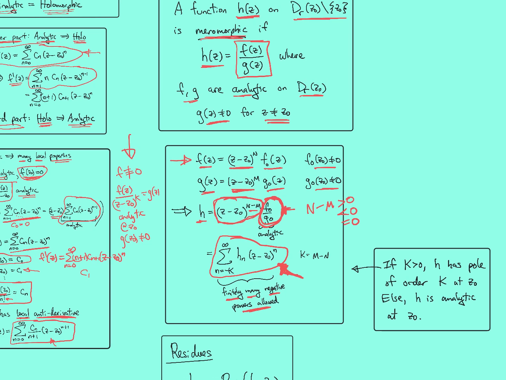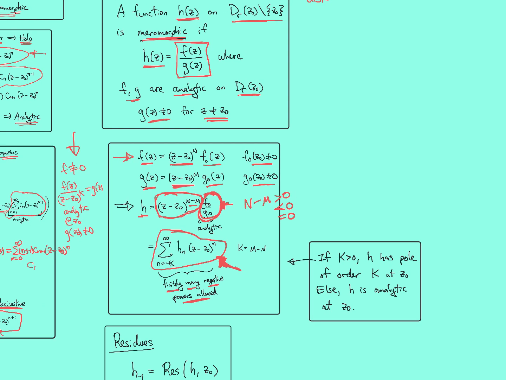And then I have a note over here. If this number k, which is m minus n, so that's the negative of the power here, if that's positive, meaning I have a negative power here, then we say that h has a pole of order k at z naught. And otherwise, h is just analytic at z naught, and we're kind of back into the discussion we've had before.